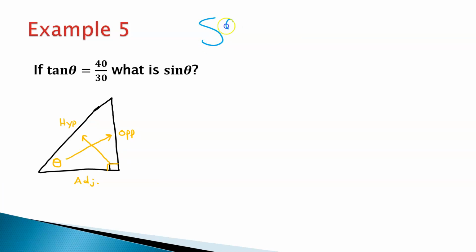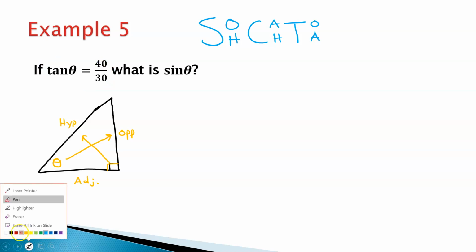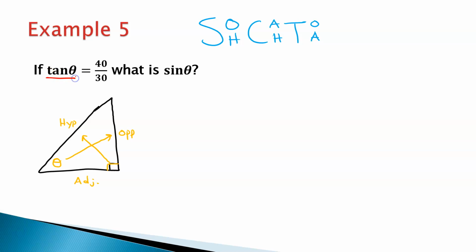And remember, let's use SOHCAHTOA just to remind us. This is just always nice to remind us. SOHCAHTOA. So they gave us tangent. They gave us this information here. They say tangent of theta is equal to 40 over 30. So if we're using tangent, the top one here, the 40, is O, or in other words, that's your opposite side. So find your opposite side. Go ahead and put 40.